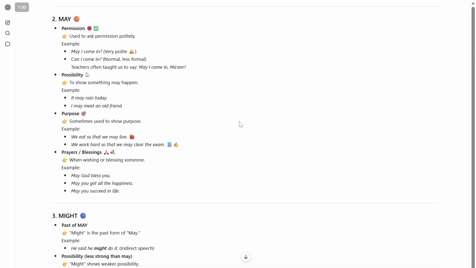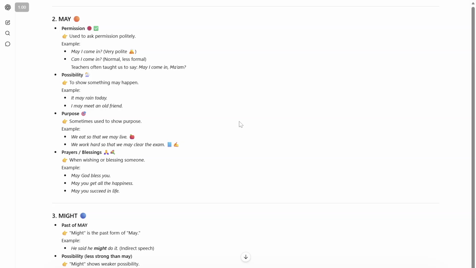Purpose. Sometimes used to show purpose. Example, we eat so that we may live. We work hard so that we may clear the exam. Prayers and blessings, when wishing or blessing someone. Example, may God bless you. May you get all the happiness. May you succeed in life.